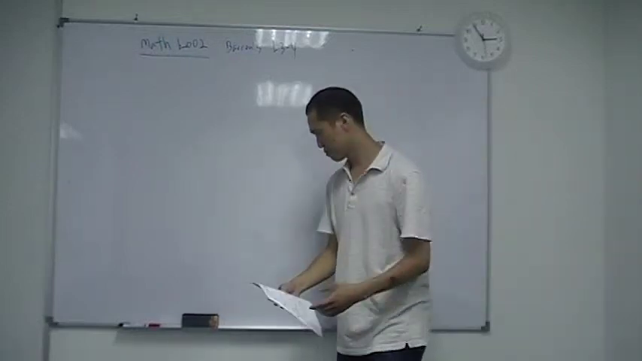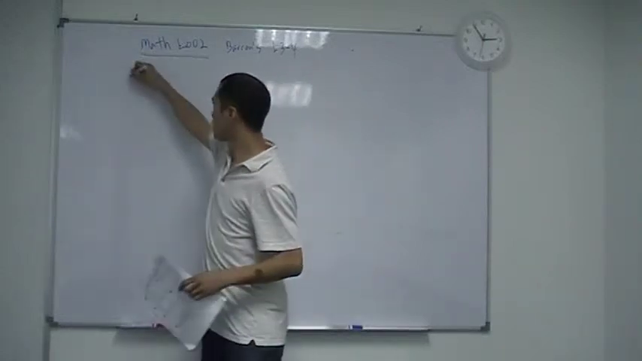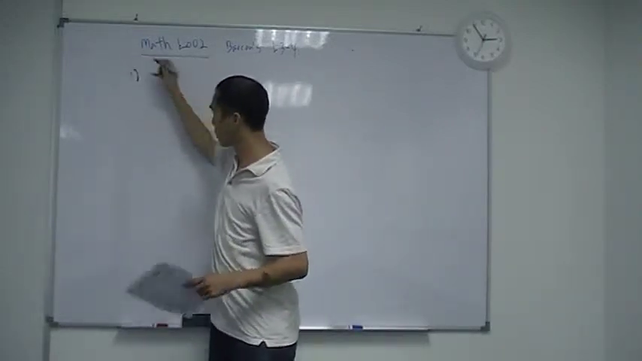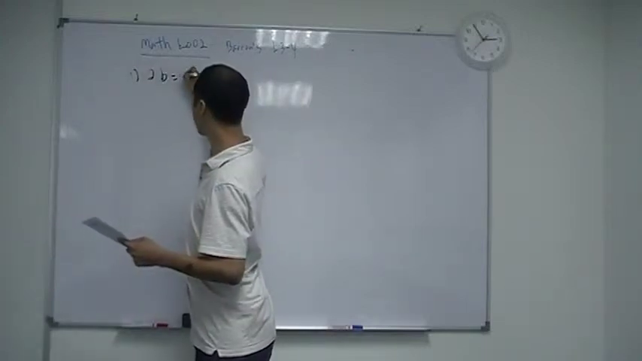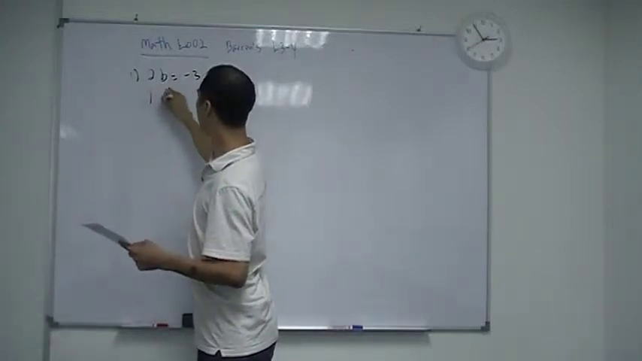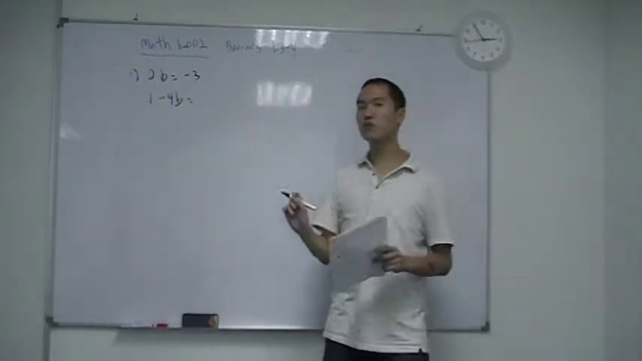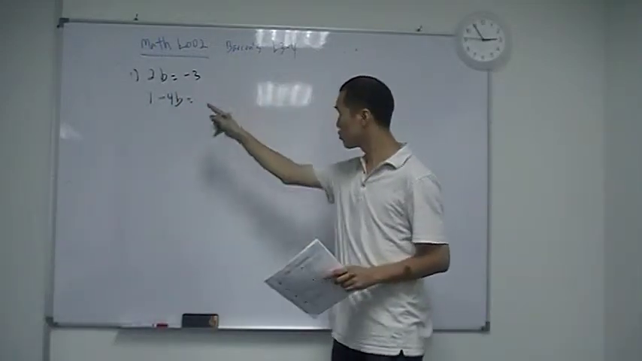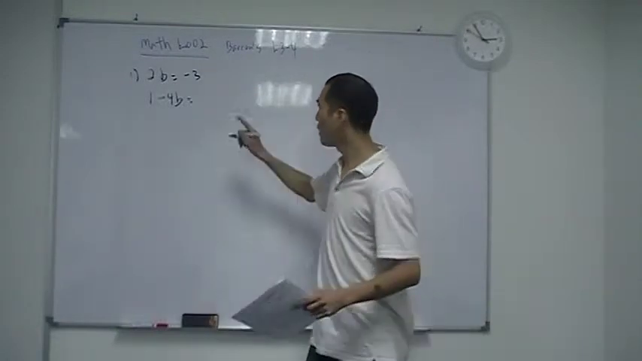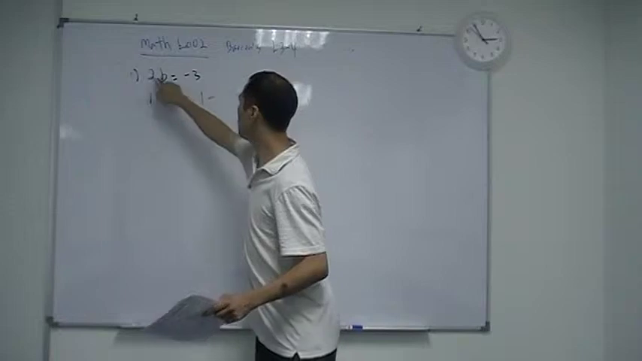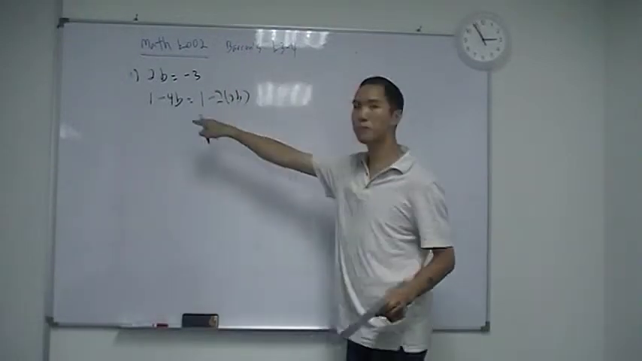Question 1. You've already done it. So 2b equals negative 3. They want to find 1 plus 4b. Technically, you don't need to find b. Most of the time, the teacher will tell you to do 2b equals negative 3 and b equals negative 3 over 2. But what I need to do here is just replace this and change it to 2b. 2 times 2b equals 4b.